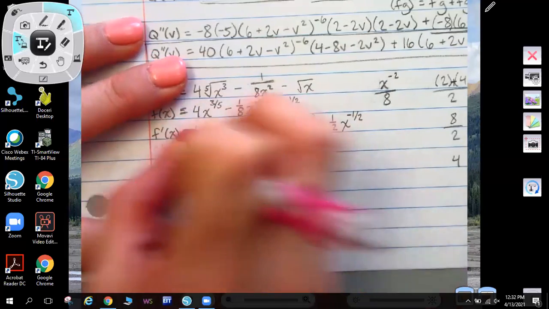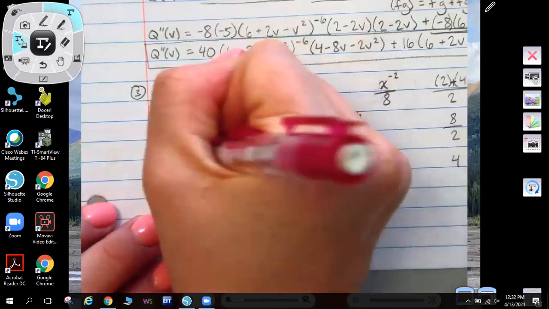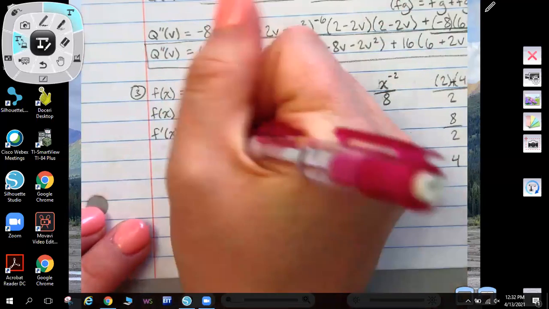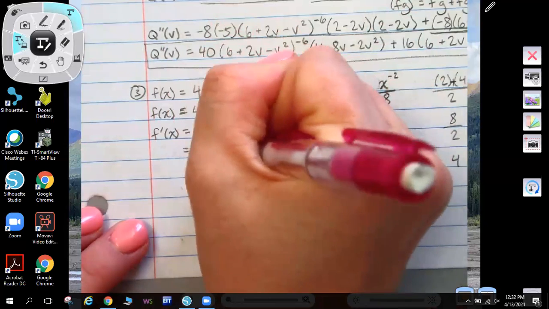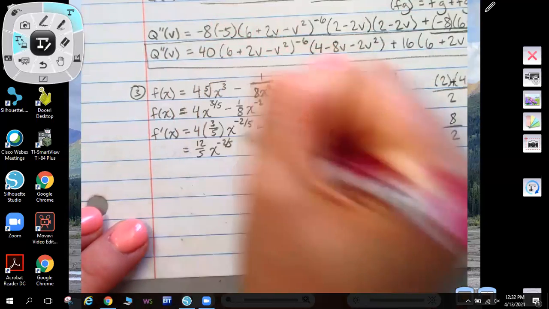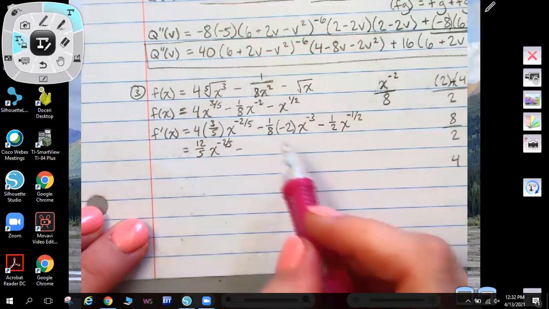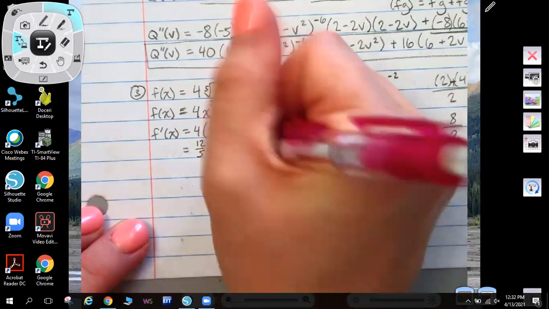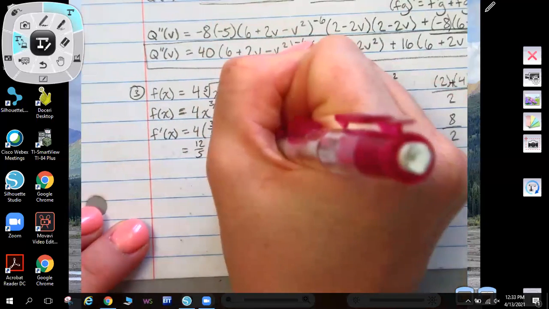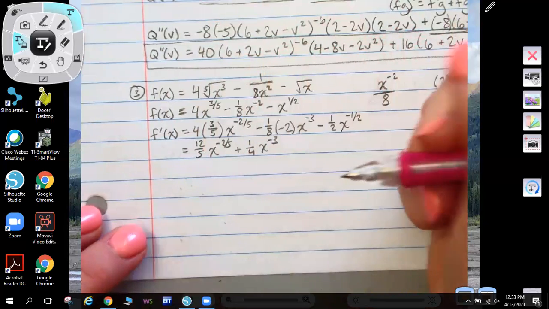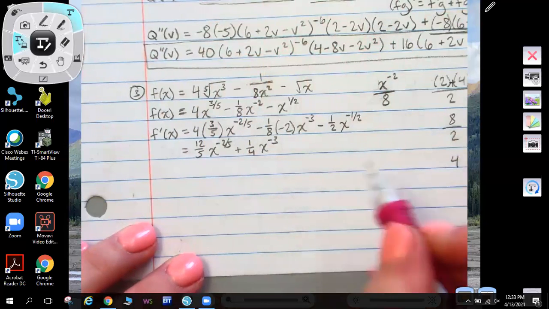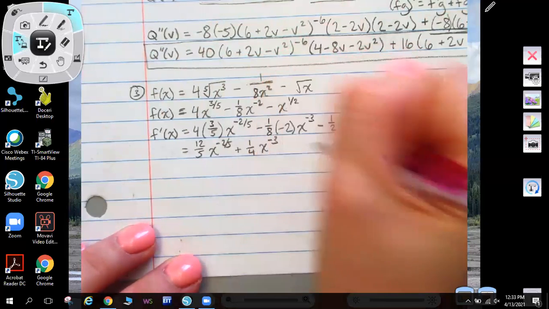We're not ready to find the second derivative yet. Let's multiply here where we can. 4 times 3/5 is 12/5. X to the negative 2/5. Negative 1/8 times negative 2 is positive 2/8, which is 1/4. X to the negative 3. Negative 1/2 times negative 1/2.